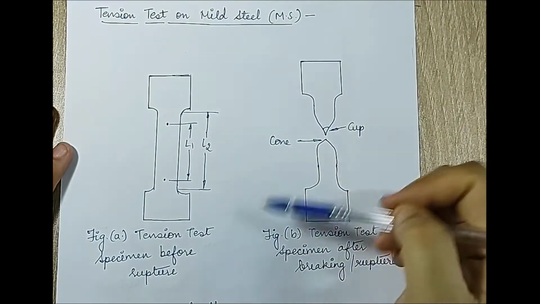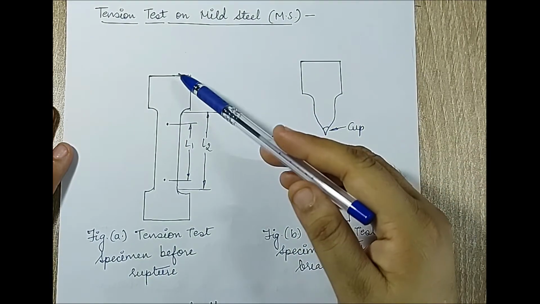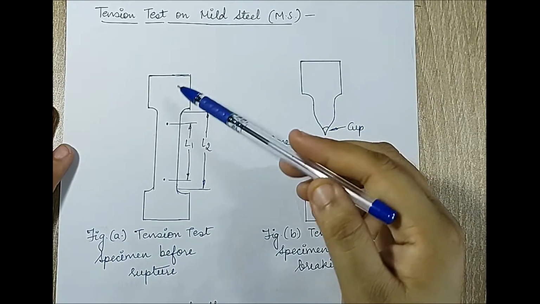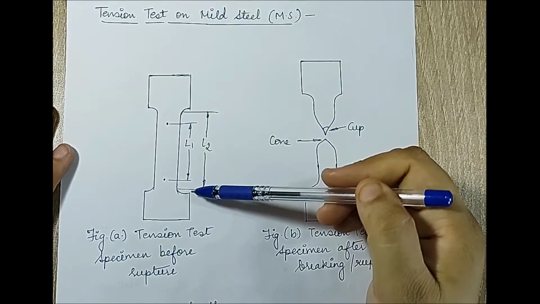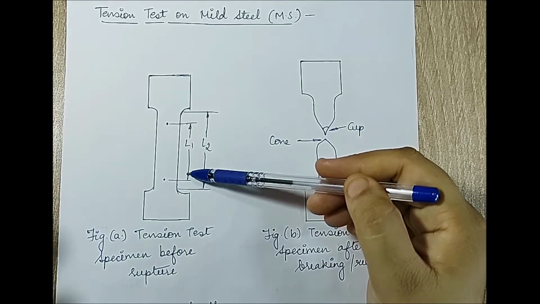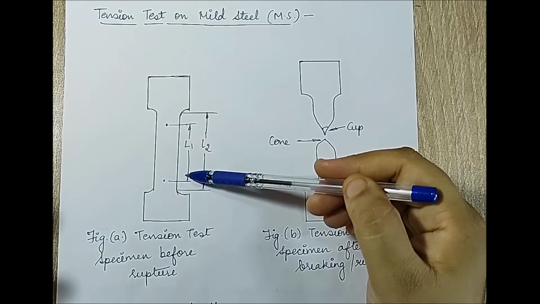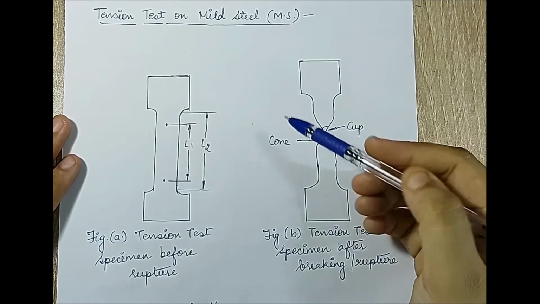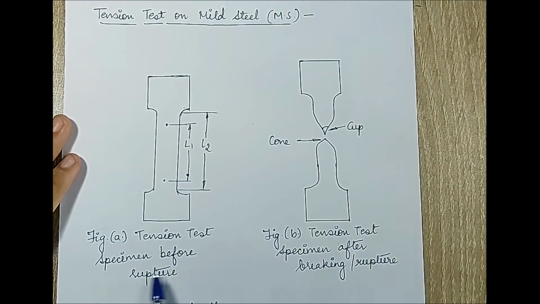Here you can see a specimen which I have taken. This is a round bar in cross section, and this is the front view that you see. L1 is the gauge length, the length over which you expect to see your result, and L2 is the total length of the portion.